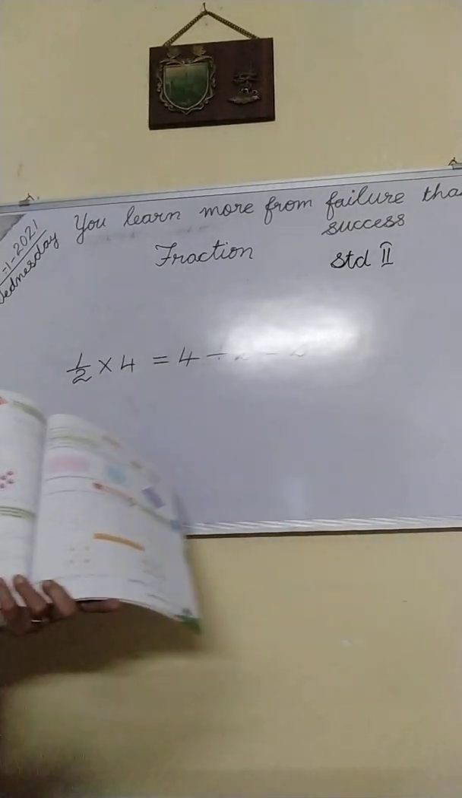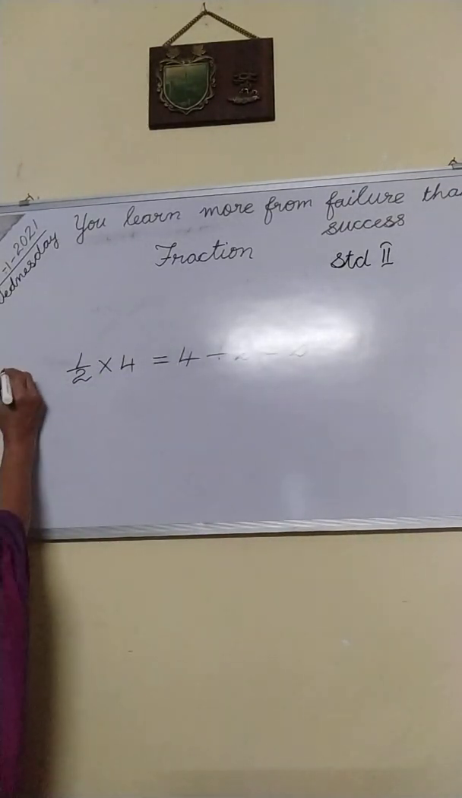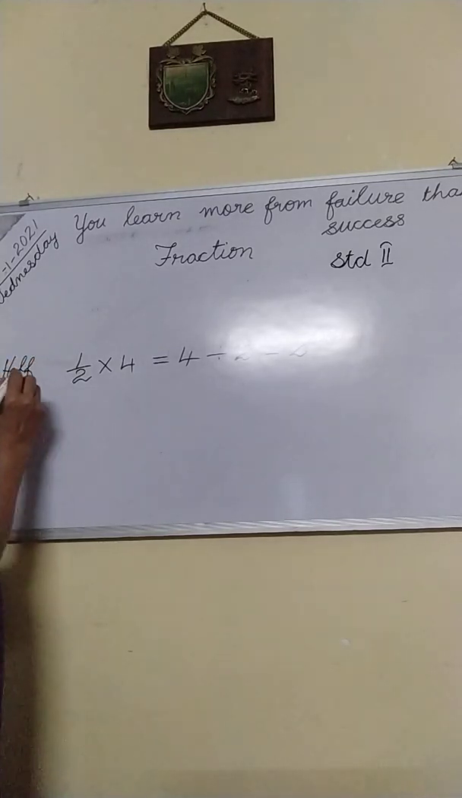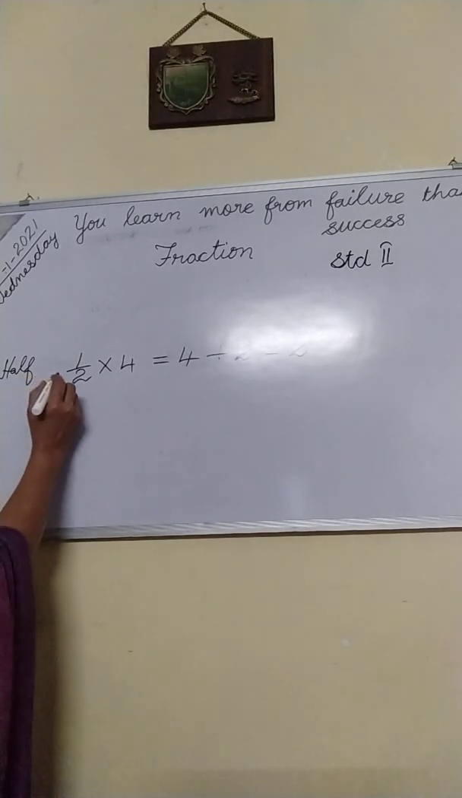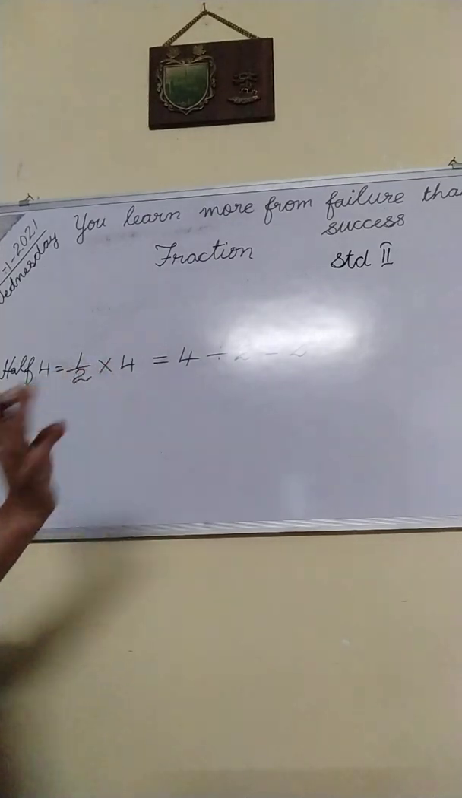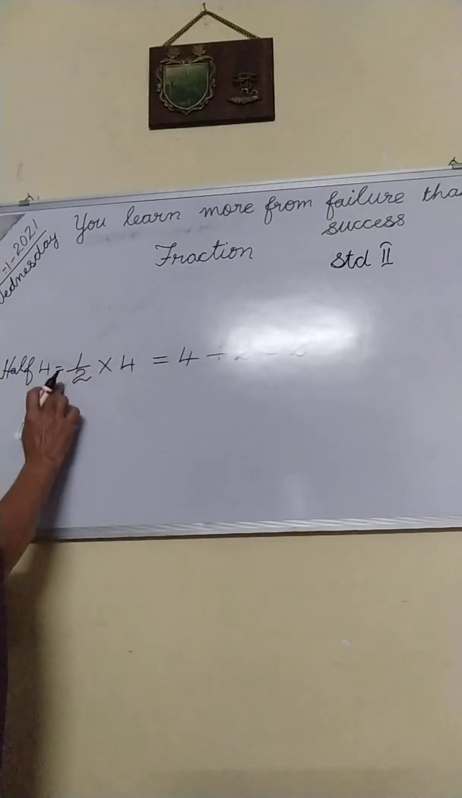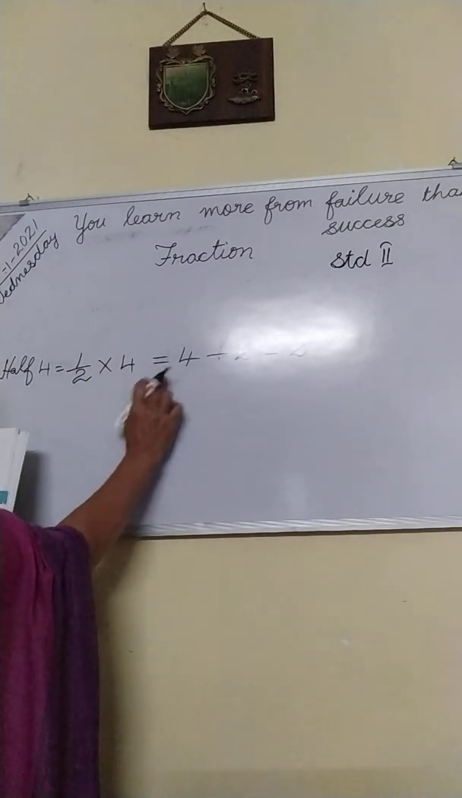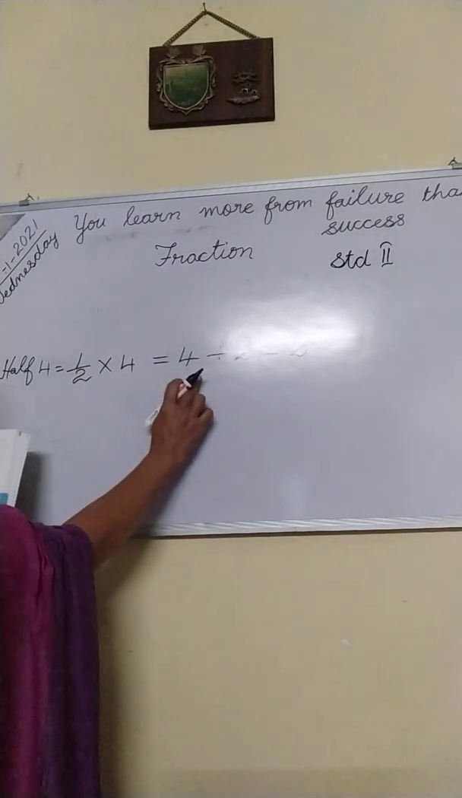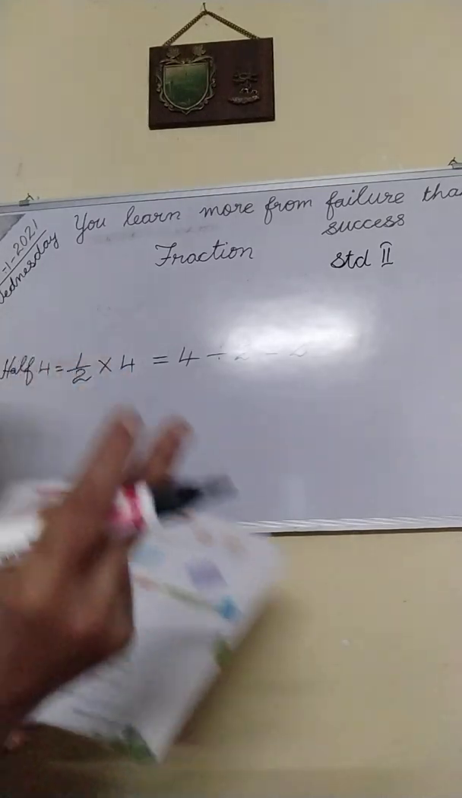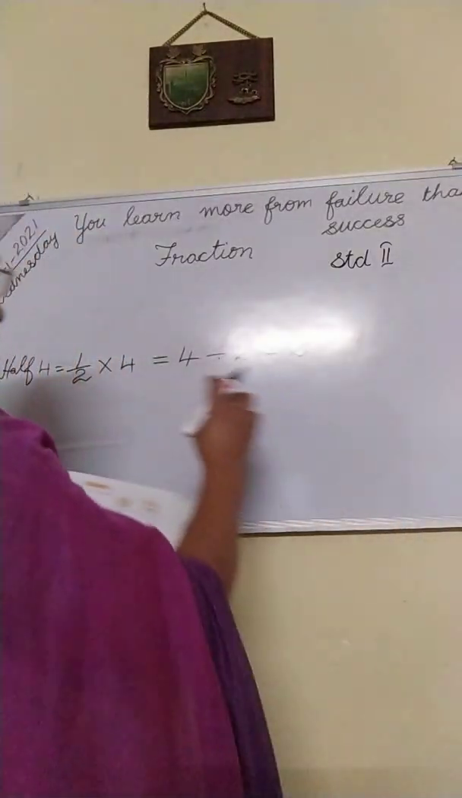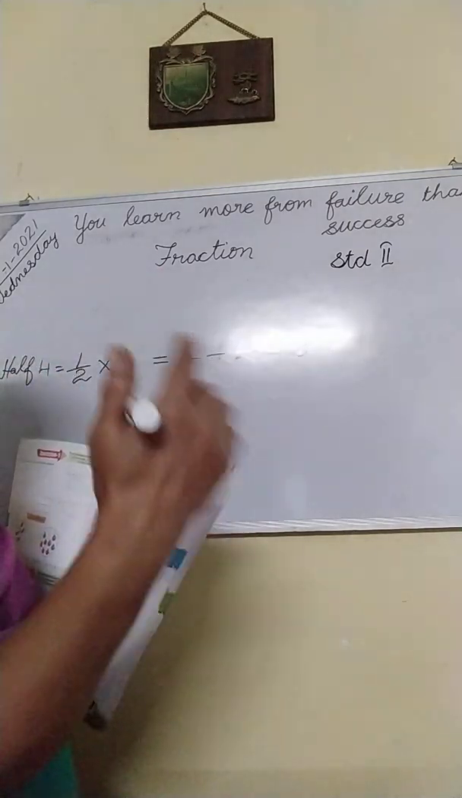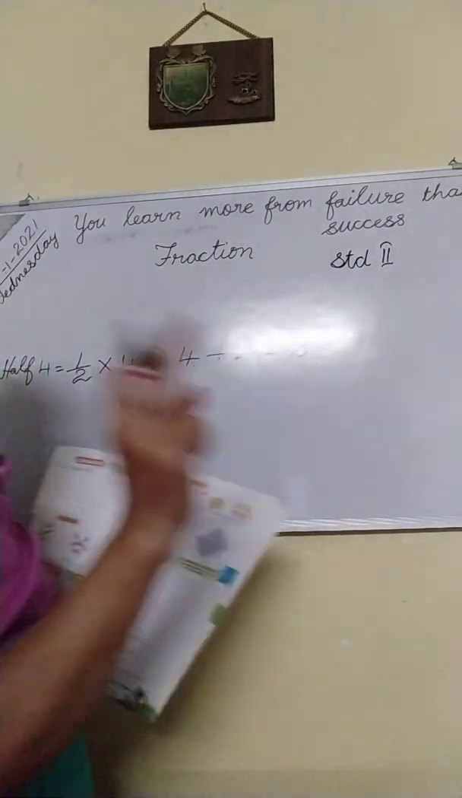Before that, I forgot to write here, half of 4. Half of 4 is equal to half into 4, which is 4 divided by 2. When you divide 4 into 2 parts, you get 2 in each side.